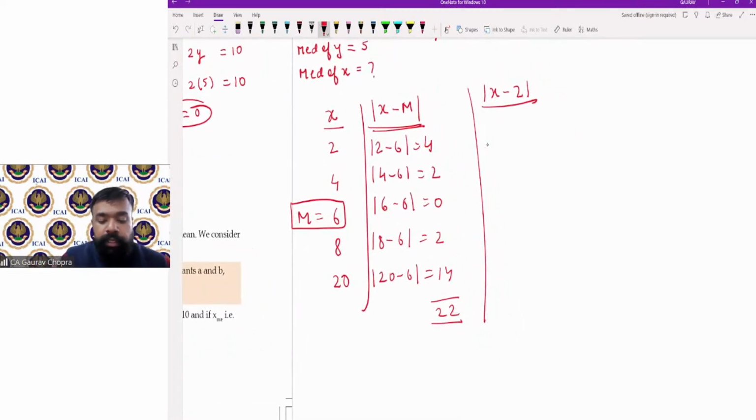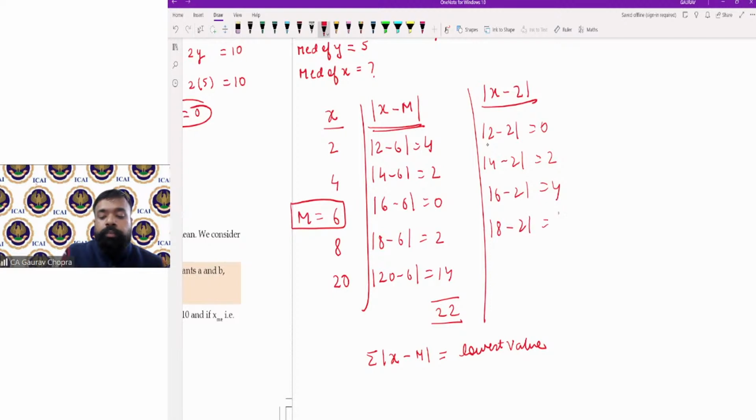तो property क्या कहती है? Sigma mod x minus median is the lowest value. इससे कम वैल्यू आ ही नहीं सकती. तो अगर आपने 2 लेके ट्राई किया है तो 2 minus 2 is 0, 4 minus 2 is 2, 6 minus 2 gives 4, 8 minus 2 is 6, and 20 minus 2 is 18. Now check the total, you are getting 30. तब कुछ भी रख दें, कोई भी वैल्यू रखें, it will be more than 22.